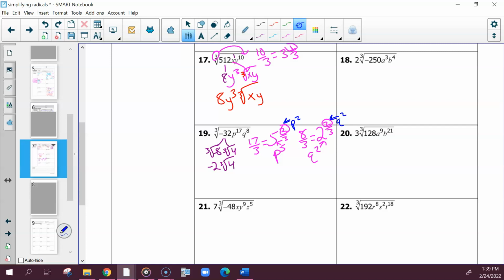So putting all that together, we have something that looks like this. I'm going to rearrange these as well. So -2 is the only number on the outside. P to the 5th comes out. Q squared comes out. On the inside, we have the cube root of 4, p squared, q squared. There is nothing else we can divide out of that. That would be groups of 3. So that would be our final answer.